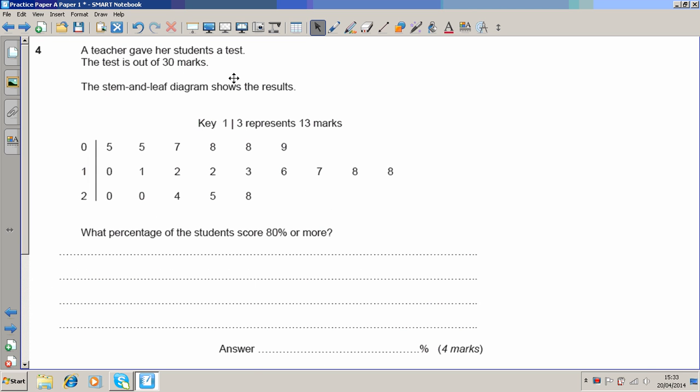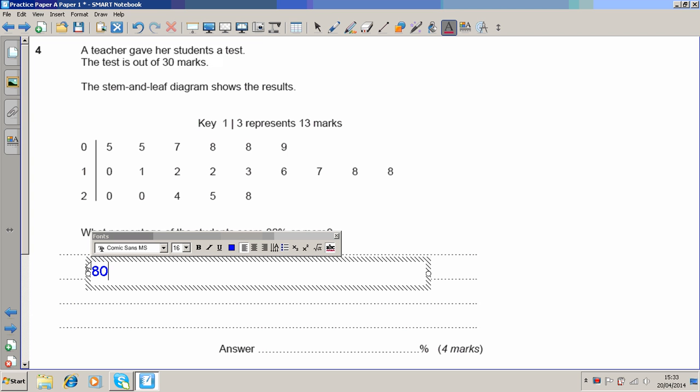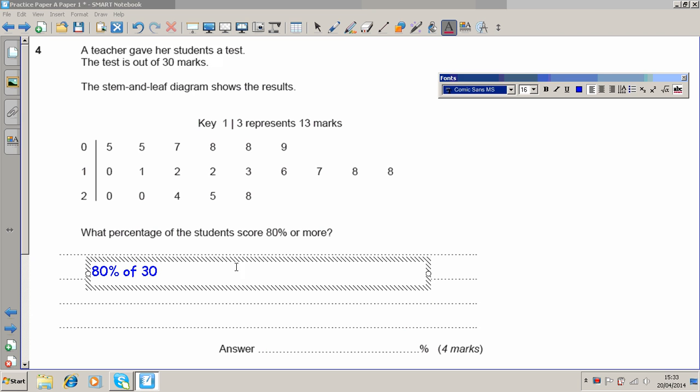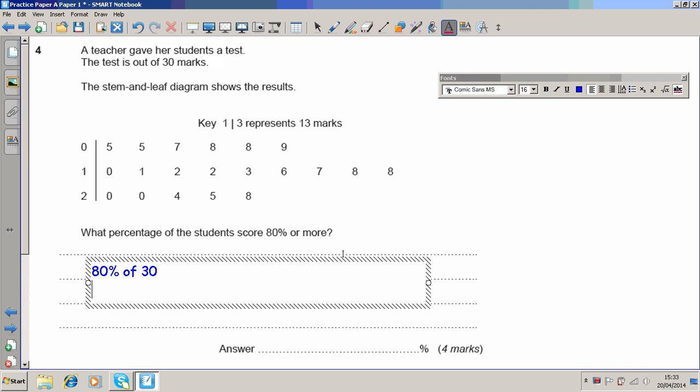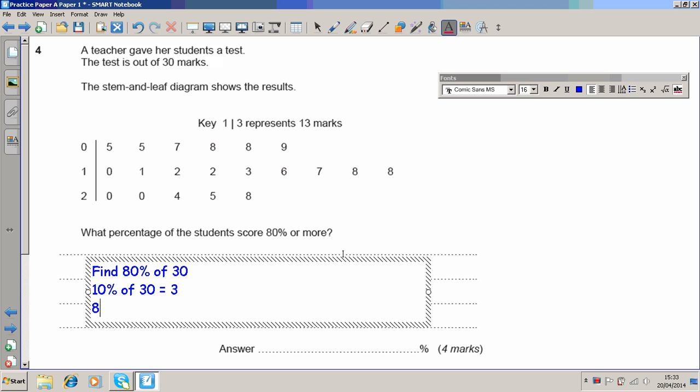Number 4, a teacher gave her students a test. The test is out of 30. What percentage of the students score 80% or more? Okay, so first job is to find 80% of 30. First of all, 10% of 30 is 3, so 80% of 30 will be 8 lots of that, which is 24.